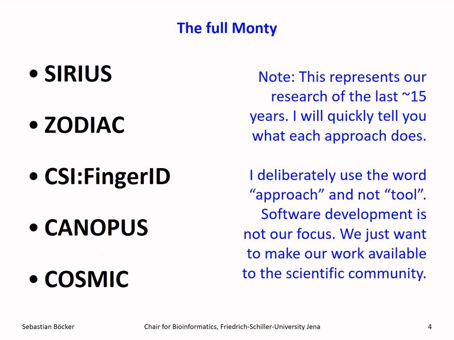So this is currently the full Monty of our software, or more precisely of our scientific approaches. We much prefer the word approach for these things, because at some stage it is also software, but that is really the very last thing that we do, that we have to program something which people can use. But before that, we have to develop something that solves the problem. Just the software development is basically not that complicated. But coming up with something like SIRIUS, that is rather involved. And I'm going to try to explain what we did there.